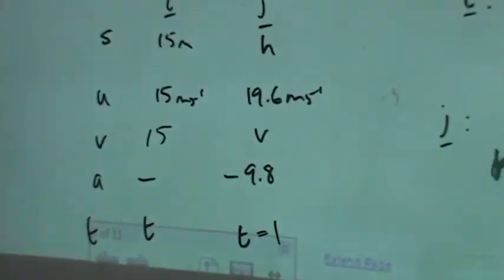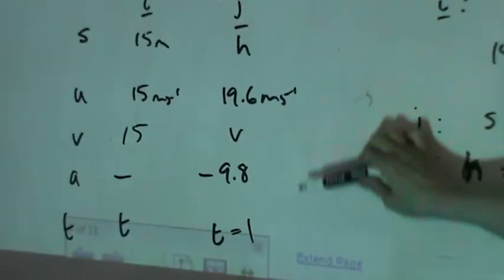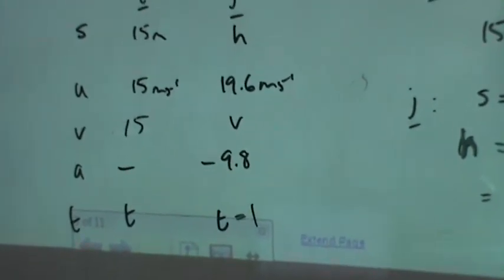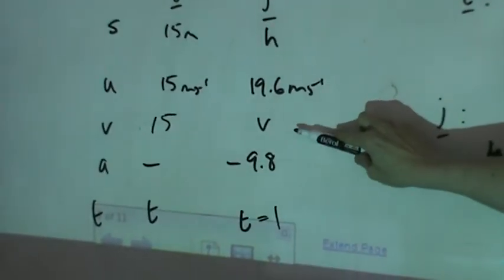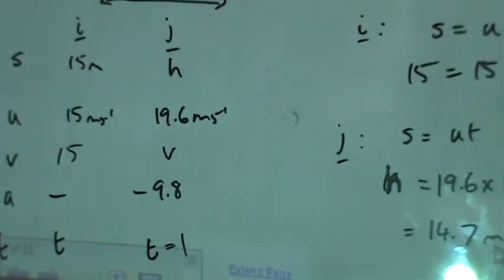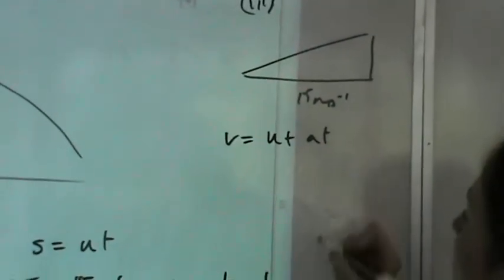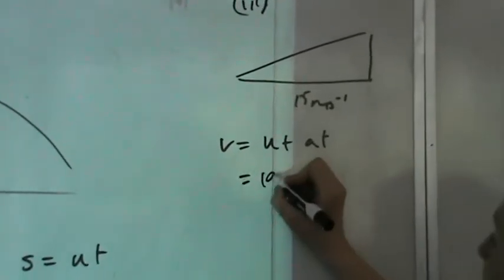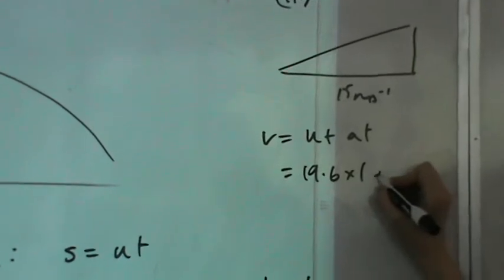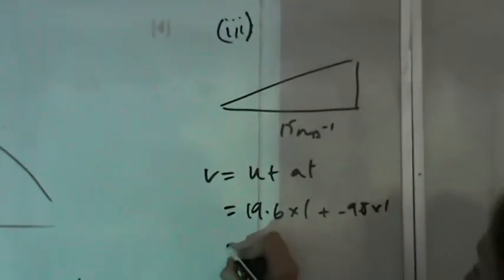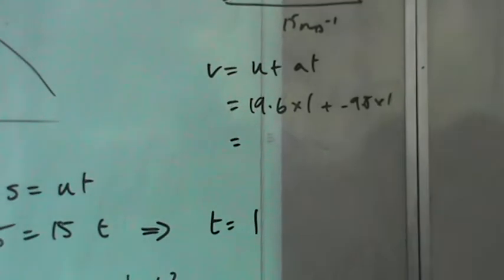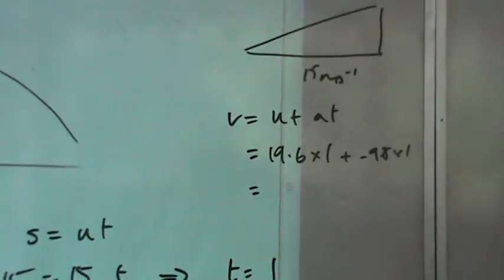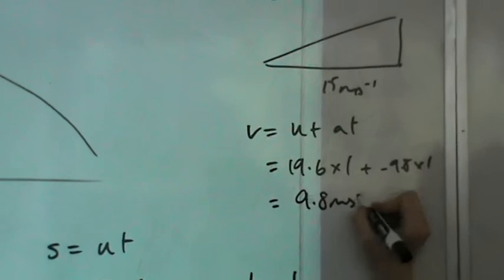So let's put v in here. So now we know that time is 1. I'm going to use my favourite equation. We can use any of the equations from the front of your exam paper that include v. So I'm going to use my favourite, which is v equals u plus at. I like it because there's no squares. Okay, so we put in 19.6 times 1 plus minus 9.8 times 1, and if we do that, we get our velocity being 9.8 metres per second.